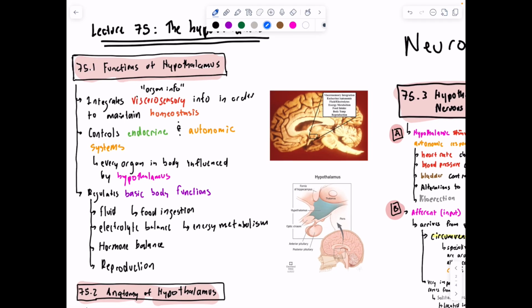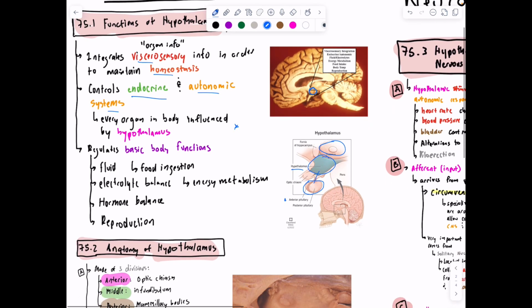We know that it has some very strong association with the pituitary gland overall, and the hormones that the hypothalamus releases are further released by the pituitary, or it stimulates the pituitary to release hormones. So what is the function of the hypothalamus? Well, hypo means below, so we have the thalamus and we have the hypothalamus, but it's integrating viscerosensory information, which is organ information, right? Viscera, organ, in order to maintain homeostasis. It's going to control our hormone system, aka our endocrine system, as well as the autonomic systems. Every organ in the body is influenced by this tiny region right here.